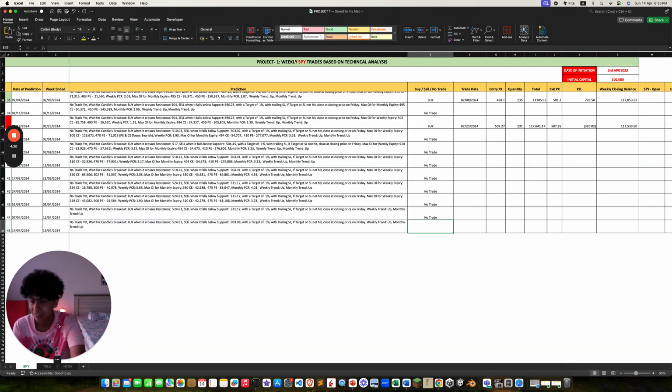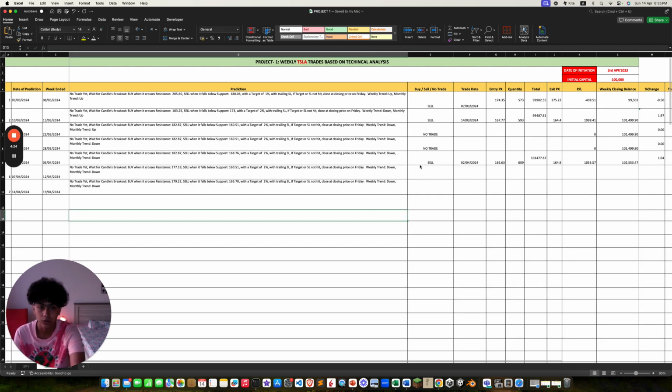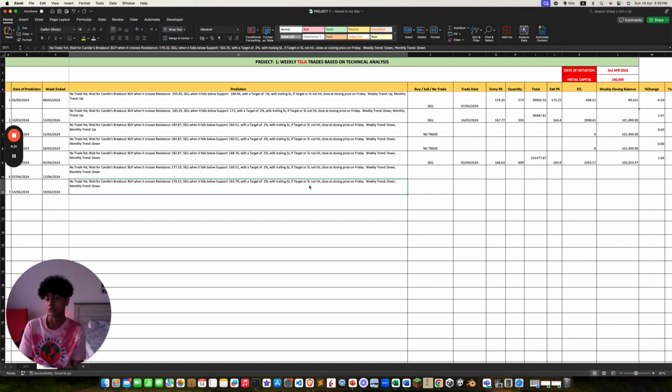So if we go to the Tesla spreadsheet here, we can see that, again, last week we didn't have a trade, so this stays the same. This week, our resistance is 179.22, and the support is 163.7, with a target of 2% trailing stop loss. If the target or SL isn't hit and we are in a position, then we close on Friday. Weekly trend is down, so is the monthly trend.